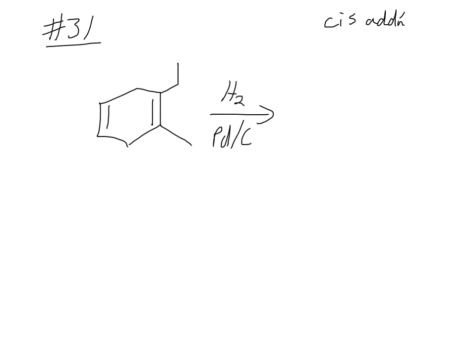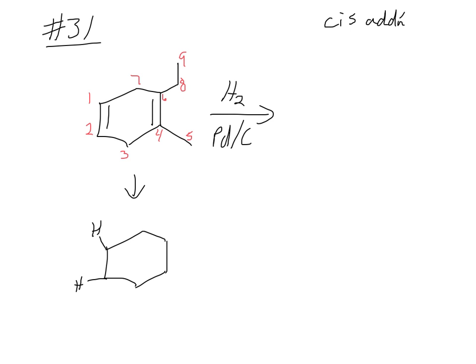So again, let's number our carbons: 1, 2, 3, 4, 6, 7, 8, 9. So where are we going to add H's to? The pi bond. So the pi bond between 1 and 2 is going to be gone. All right. So we added H's over here.